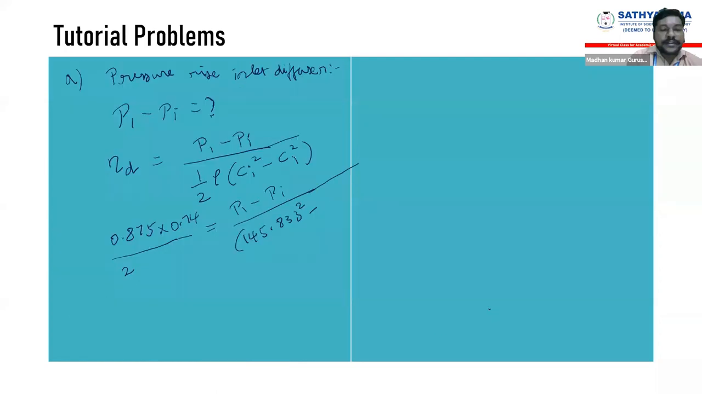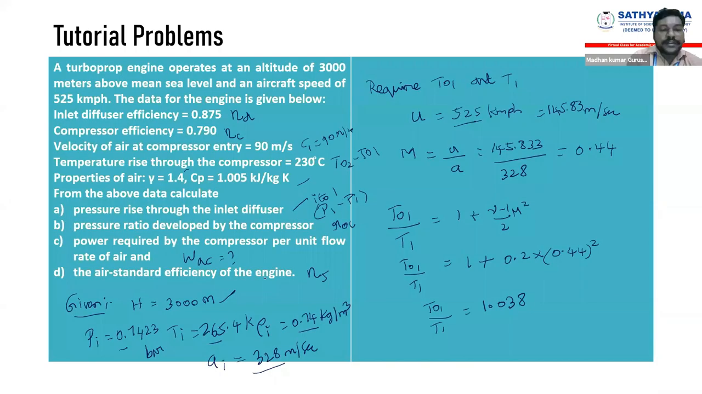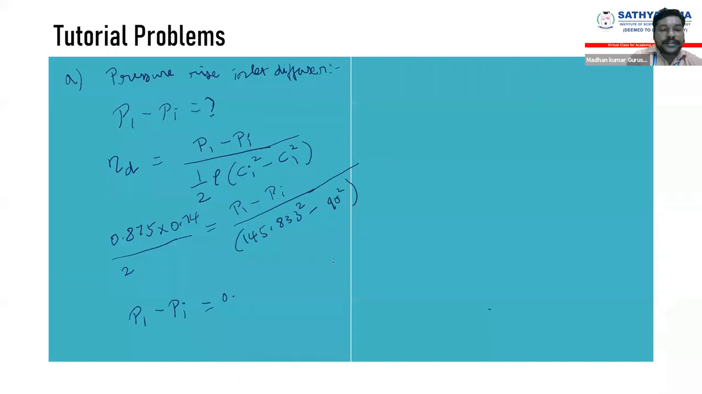C1 is nothing but your velocity of air at the compressor entry. It is 90 meter per second, right? So 90 square, right? So using this formula, just work it out. Then what is your P1 minus PA now? So 0.875 multiplied by 0.74 and then 145.833 whole square minus 90 square whole divided by 2. So you will get P1 minus PA. Can anyone simplify it and tell me the answer?